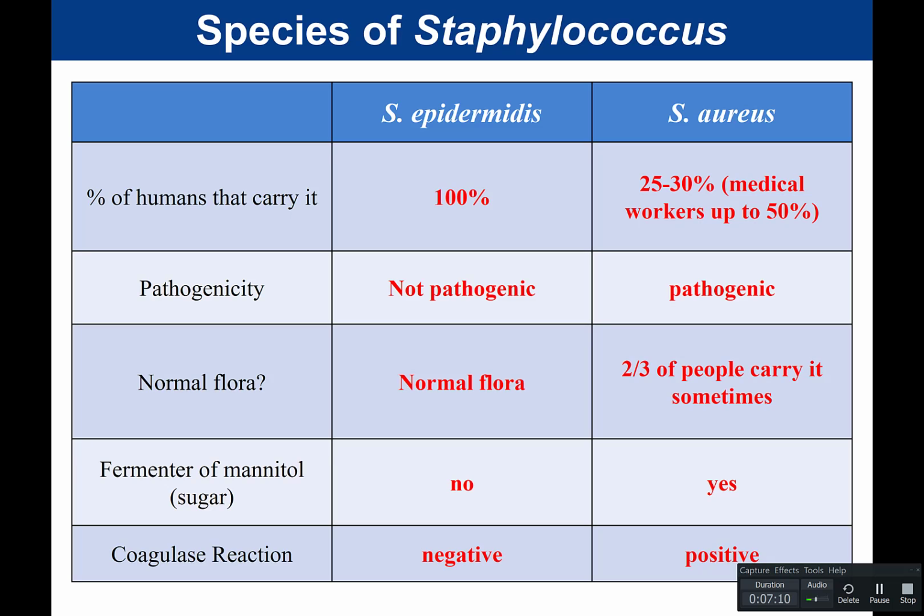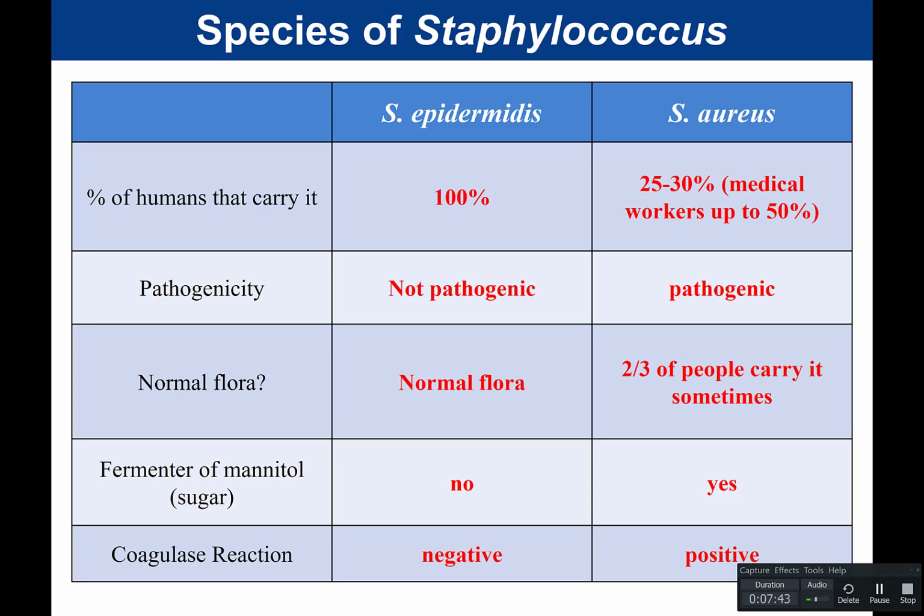Staph epidermidis is part of normal flora. Again, 100% of people carry it as part of their normal flora. In terms of Staph aureus, some people can be what are called transient carriers, meaning sometimes they carry it and others they don't. So 2/3 of people might carry it sometimes, meaning sometimes they'll test positive and other times they won't. So in many cases, Staph aureus is probably not part of somebody's normal flora, but it can be.